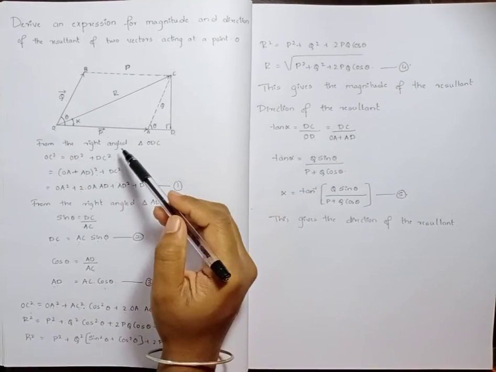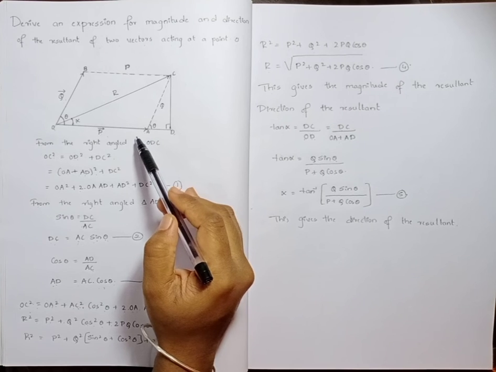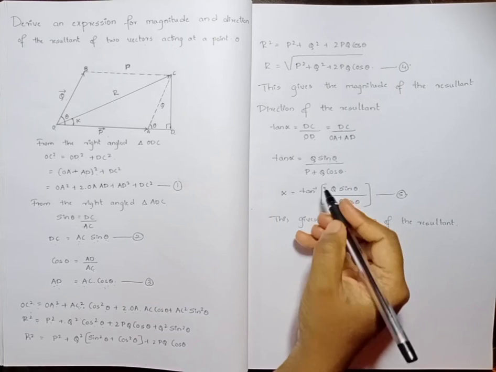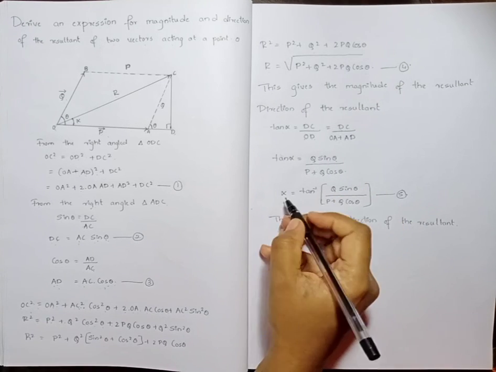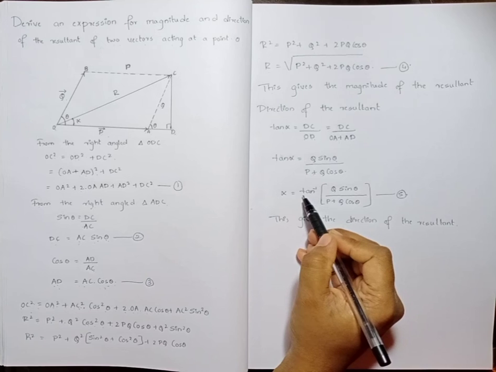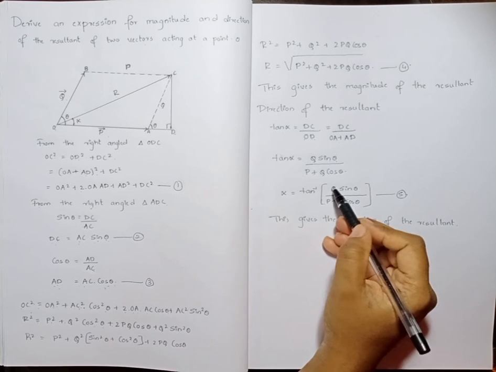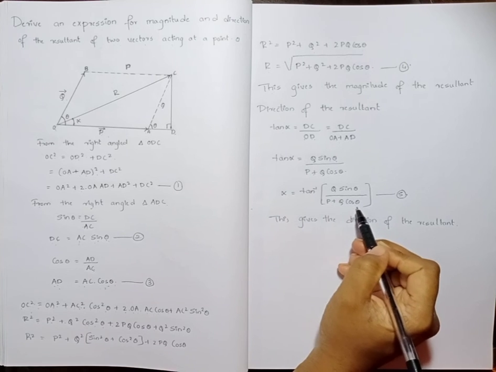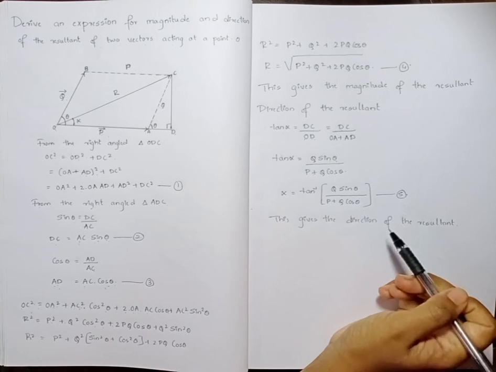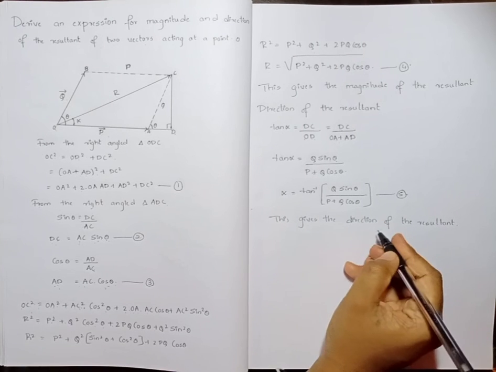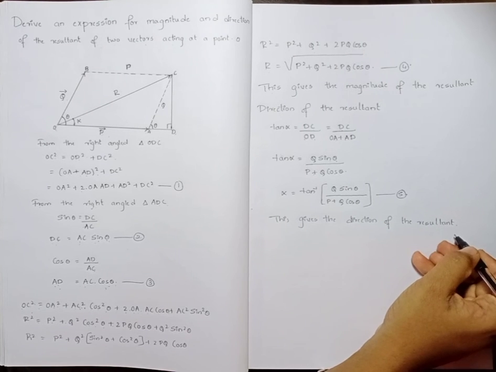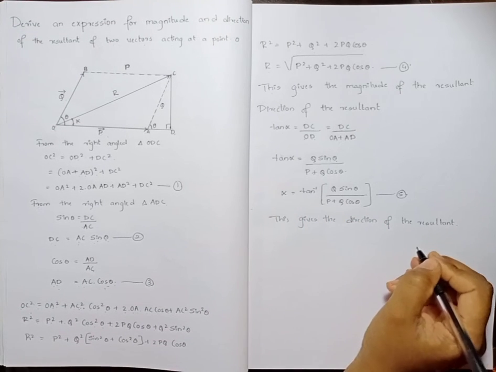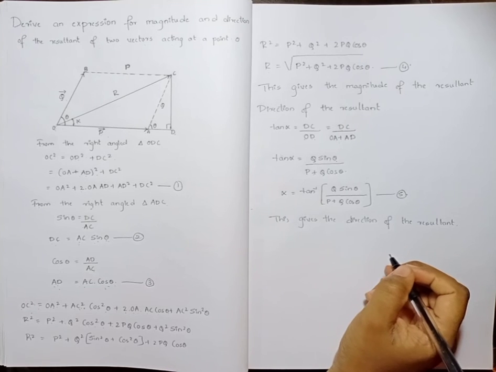Again, what is AD? Here AD is AC cos theta. So what is AC? Q cos theta. So we can write it as tan alpha. Alpha is equal to tan inverse of Q sin theta divided by P plus Q cos theta. So this is the equation 5, which gives the direction of the resultant. Try to derive this according to the video what I have solved. You will be able to understand.